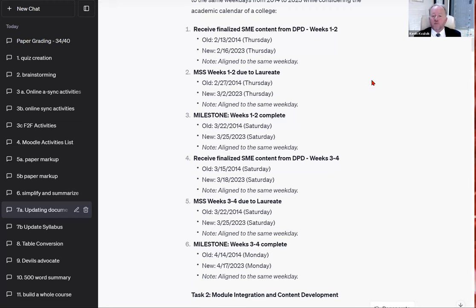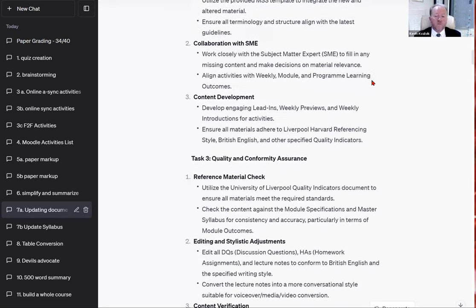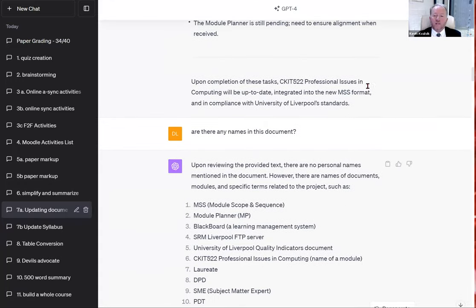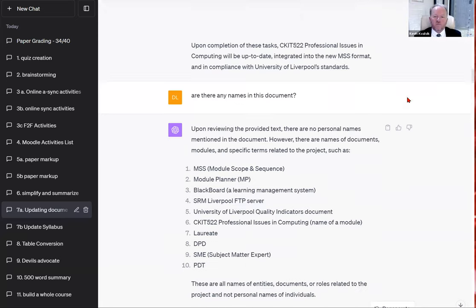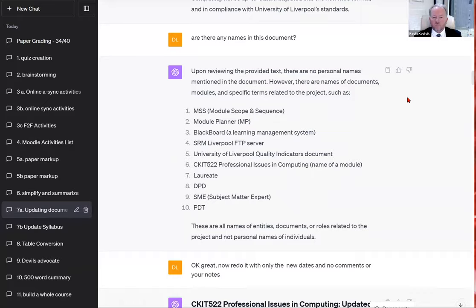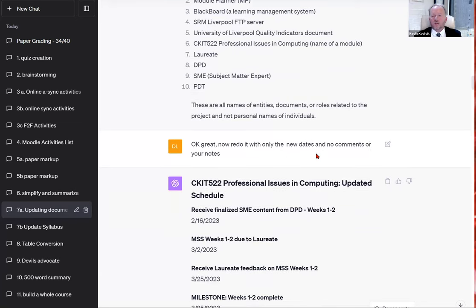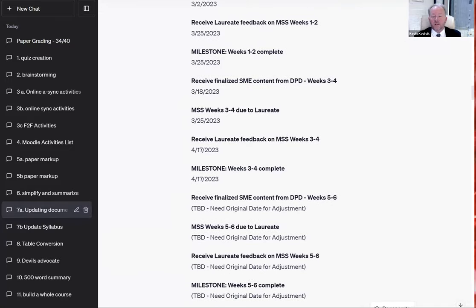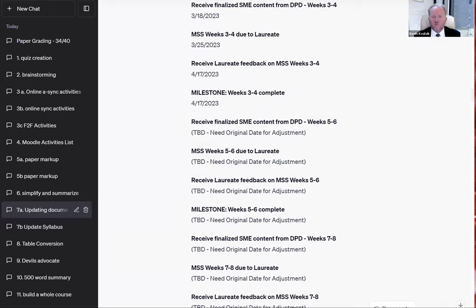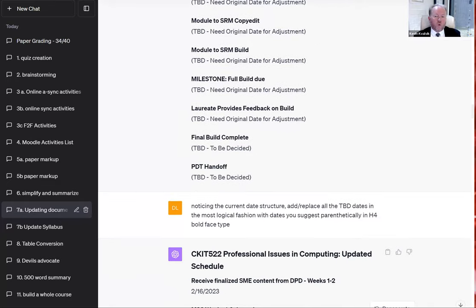Now, it has both dates on here. So what I do is I go down to the next prompt and I say, are there any names in this document? Because it dawns on me, oh, I don't want to accidentally share someone's name. And it looks and it says, just names of stuff, not names of people. So now I say, redo it with the new dates and no comments or your notes. So it cleans the whole thing up. Now this got rid of a big complicated table for me, right? And this goes over the course of a year.